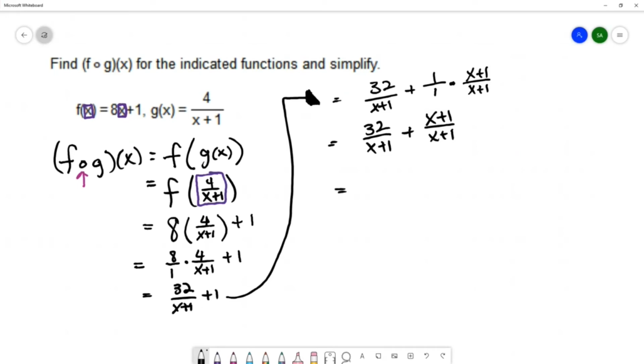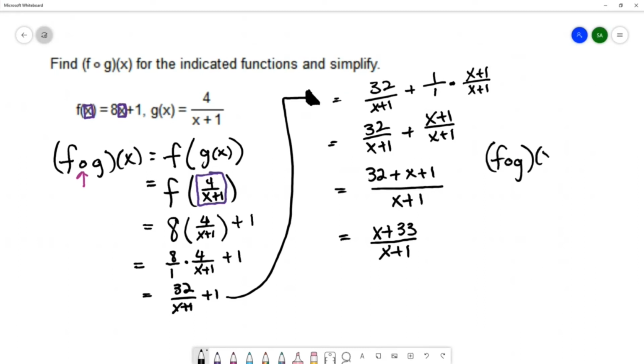Now we have fractions with a common denominator. We can combine the numerators. That's 32 plus x plus 1. And 32 plus 1 is 33. So we have x plus 33 over x plus 1. So we were able to work out that f composed with g of x is equal to x plus 33 over x plus 1.